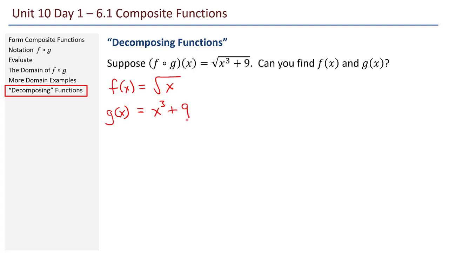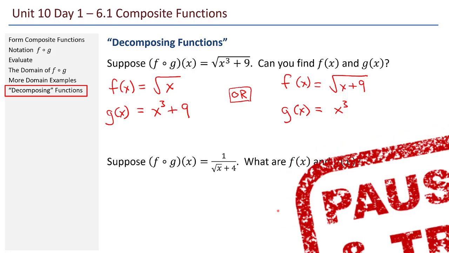That works. The thing with decomposing functions is that decompositions are not unique. There's another solution. I could also say maybe f of x equals the square root of x plus 9. If that's the outside function, then what is the inside function now? Well, then it becomes x cubed. You see how that works? So you can have more than one solution when you are decomposing.